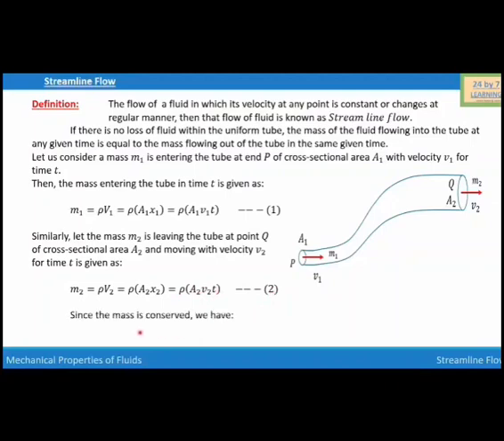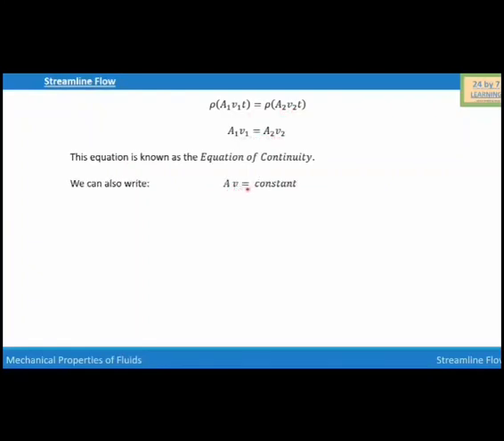Since the mass is conserved, we have M1 = M2. So we equate equation 1 and equation 2, and we get rho A1 V1 T equal to rho A2 V2 T. Rho and T get cancelled, so A1 V1 = A2 V2. This equation is known as the equation of continuity. So we can also write AV = constant. This is also known as the flow rate equation.